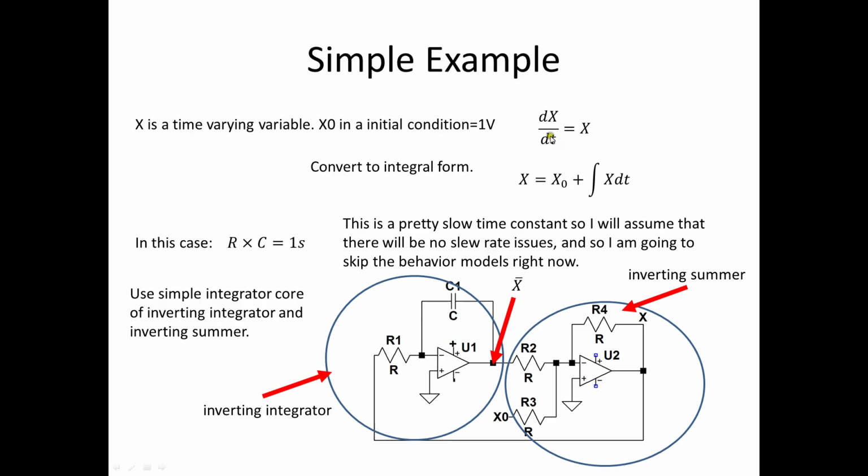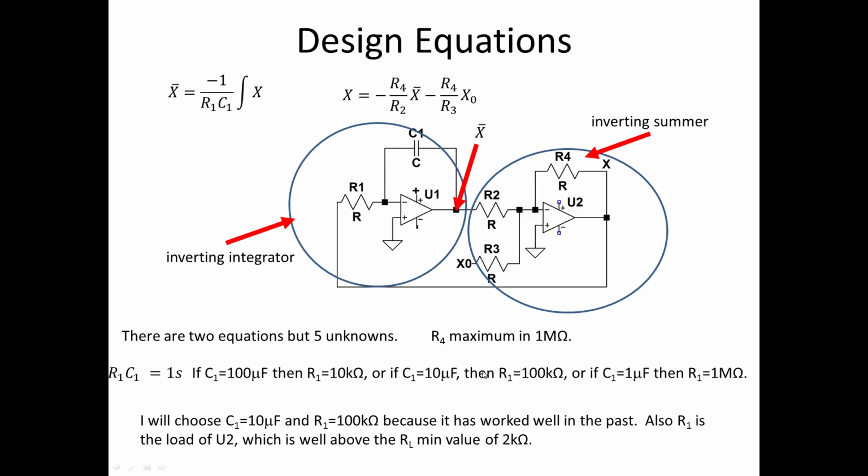So in this case, X is just the initial condition plus the integral of X. There's no scaling here, so the RC constant is really just 1 second. That time constant is so slow that I'm not going to make behavioral models right now to check for slew rate issues. I'm just going to jump right in. I'm going to use a simple integrating core of an inverting integrator and an inverting summer, because this will give me minus the integral of X, and then this will invert it, and then it will invert my initial condition.